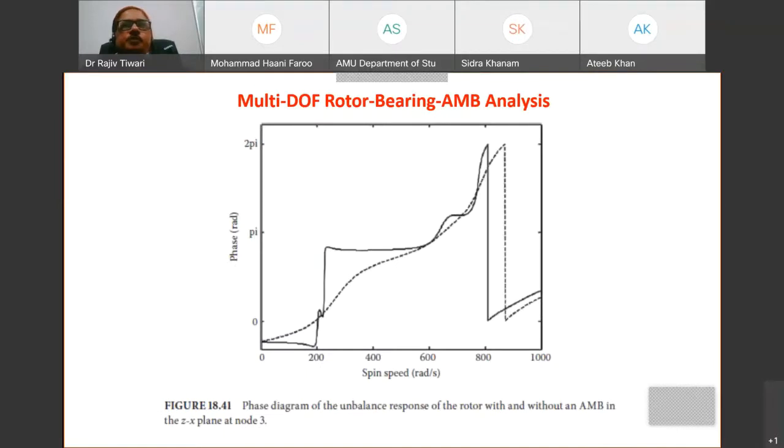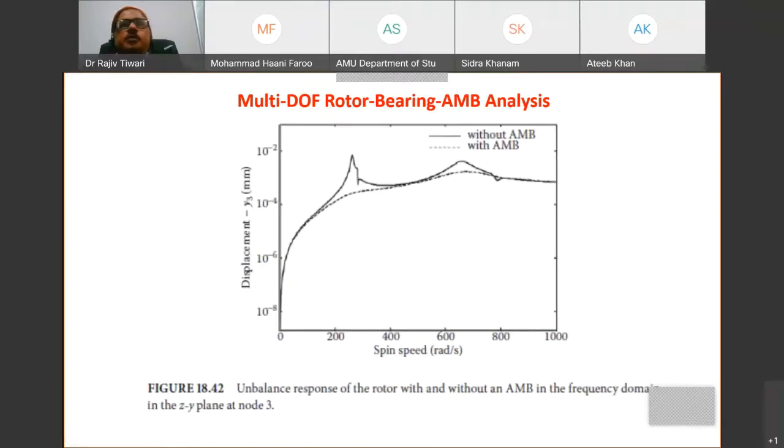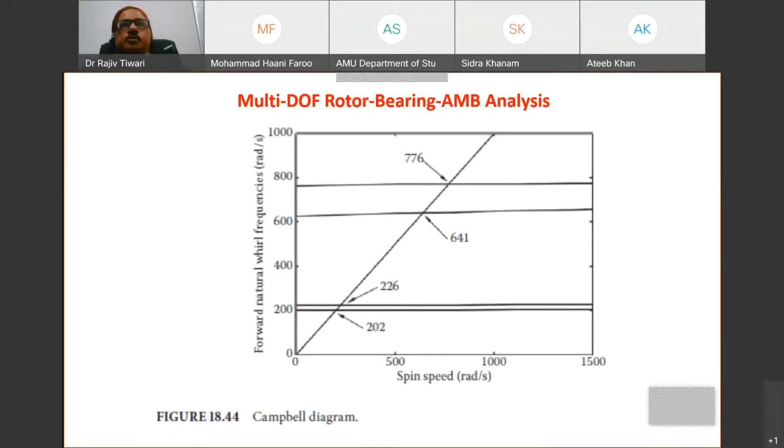This is a phase plot. Wherever the critical speeds are there, a change in the phase is happening. This is some other plots. Yeah, the Campbell diagram I was talking about.